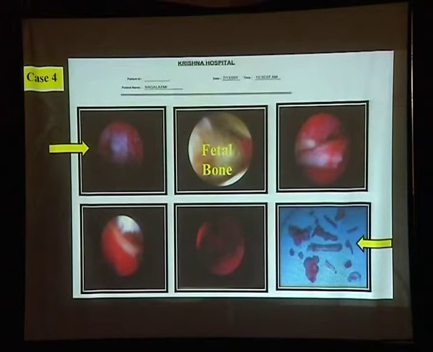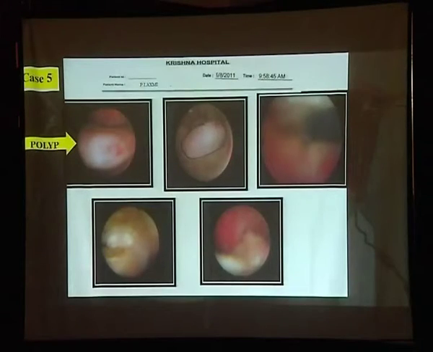The patient had MTP 2 years back. I did scanning, which showed almost a 58-week baby inside, organized and calcified. In that case I did removal of the products, bone particles. Now she is menstruating. This small submucous polyp was removed with resectoscope.